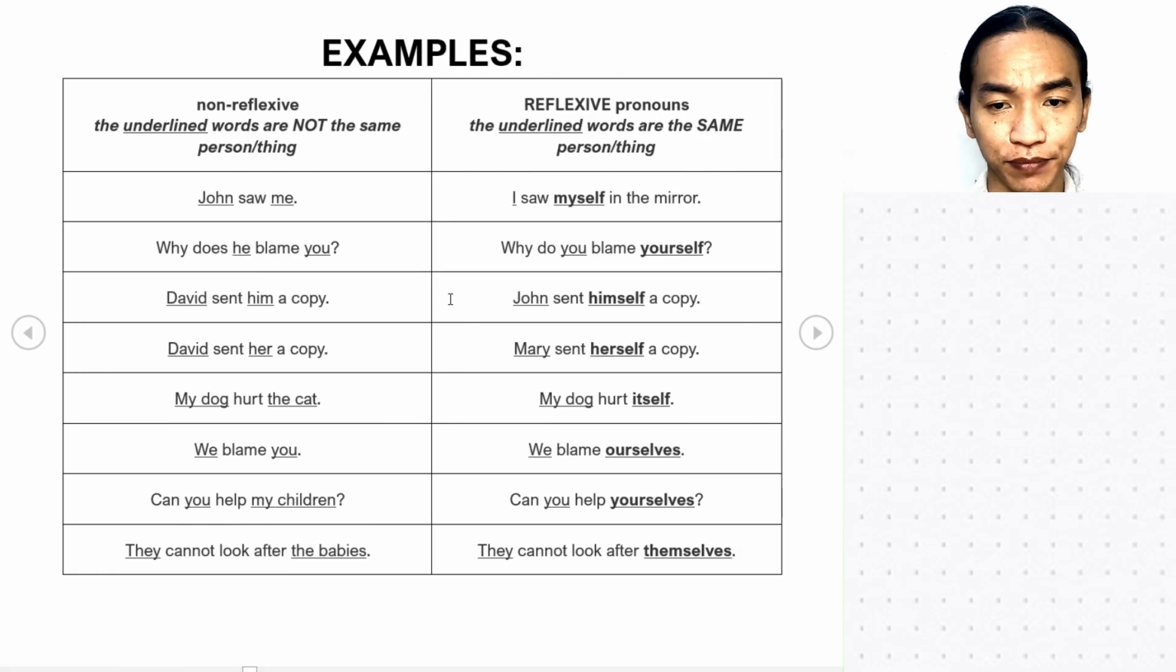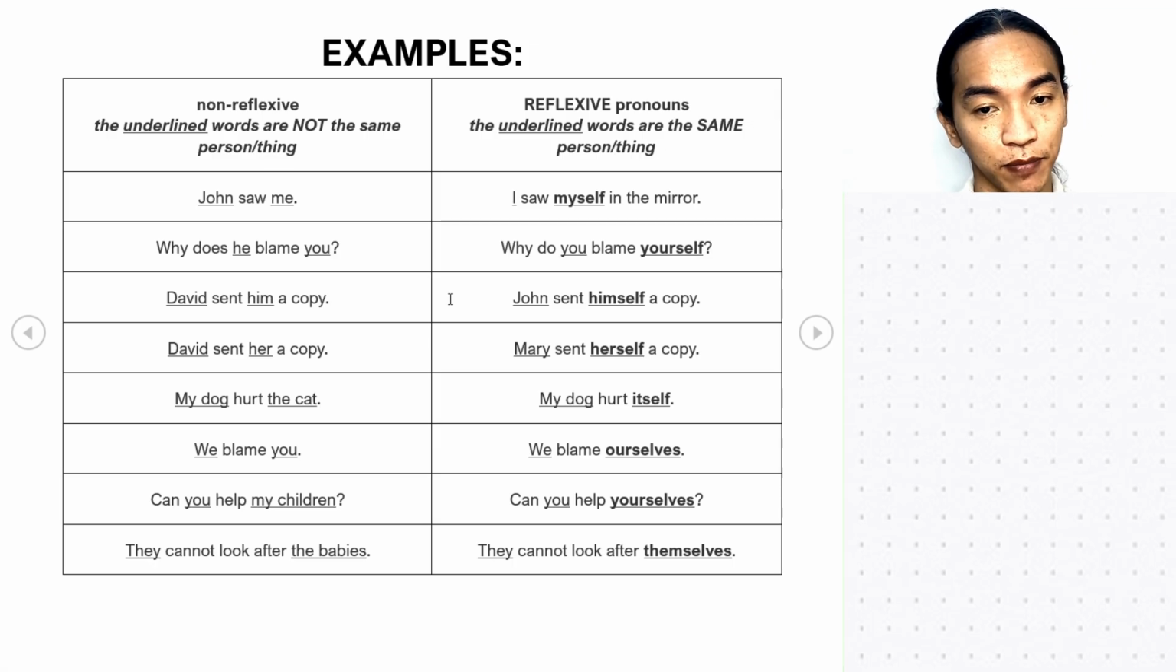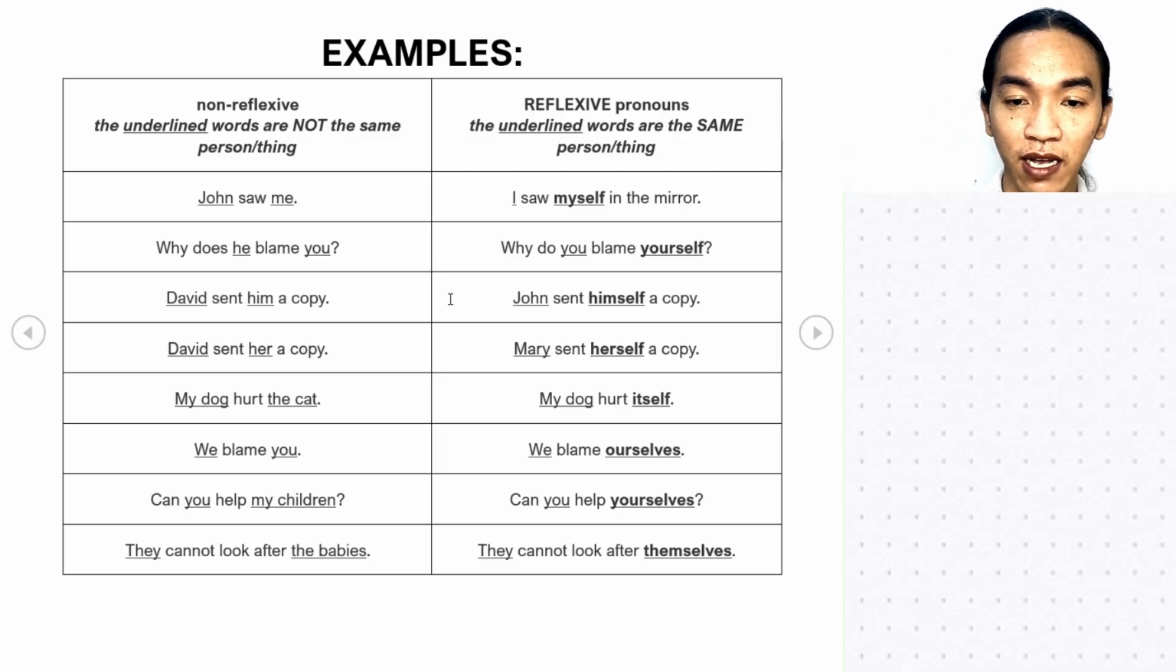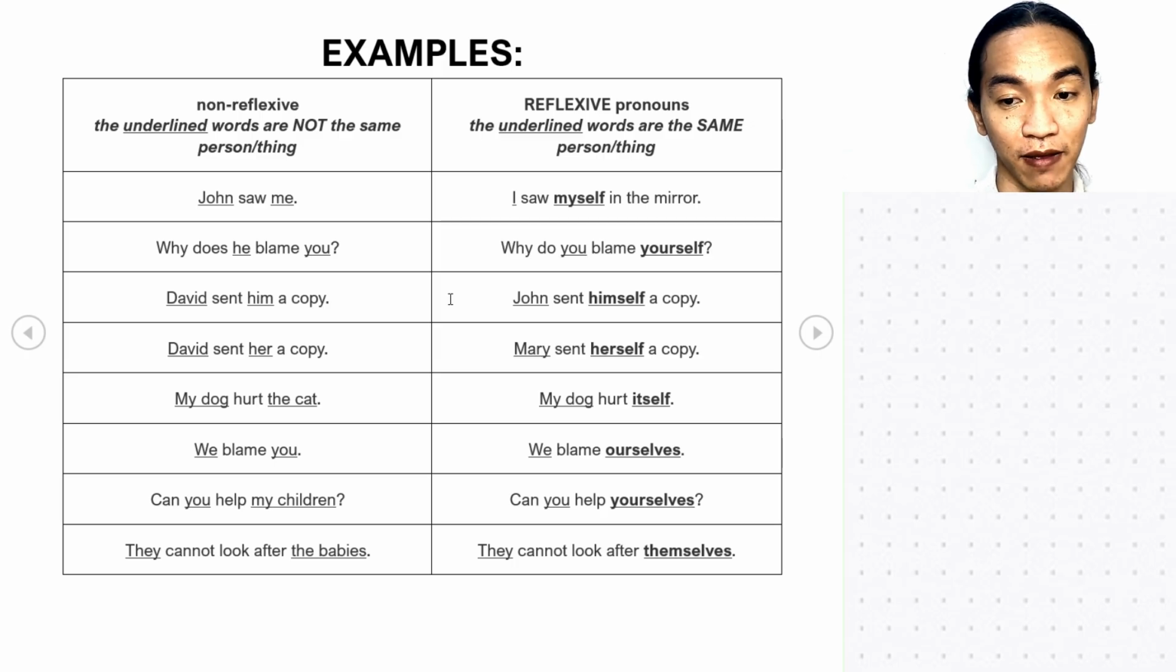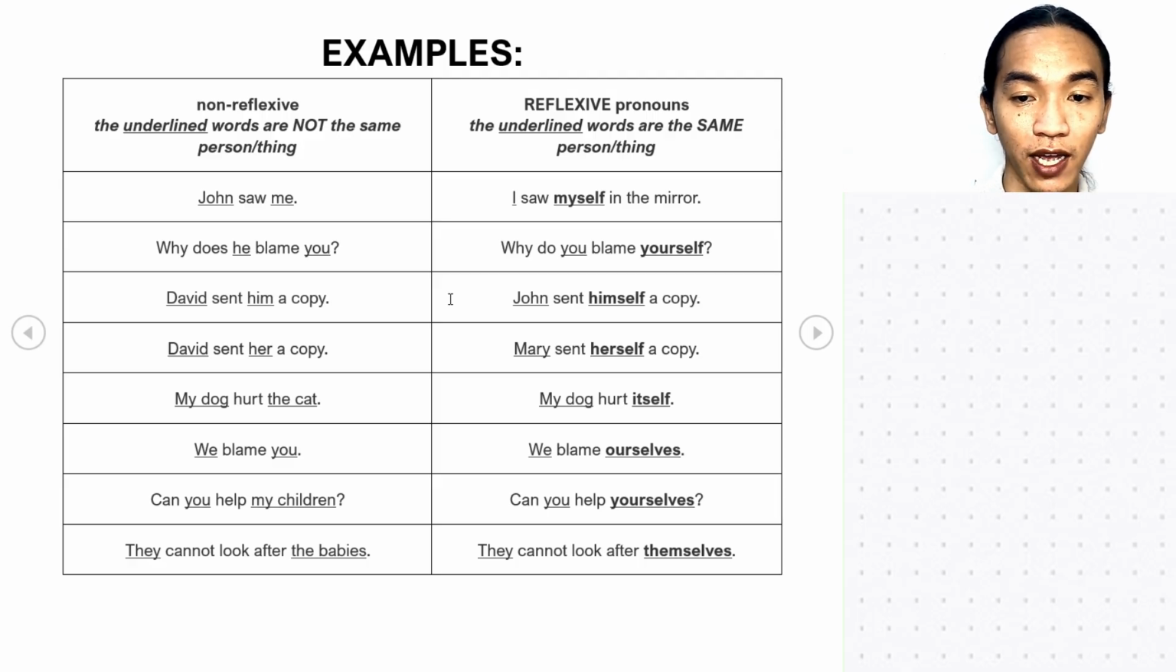Now let's take a look at some example sentences here and identify whether they are non-reflexive or reflexive pronouns. In the first column, the underlined words are not the same person or thing, so we cannot use reflexive pronouns in this case. For example, John saw me. John and me are two different people, so we cannot use reflexive pronouns.